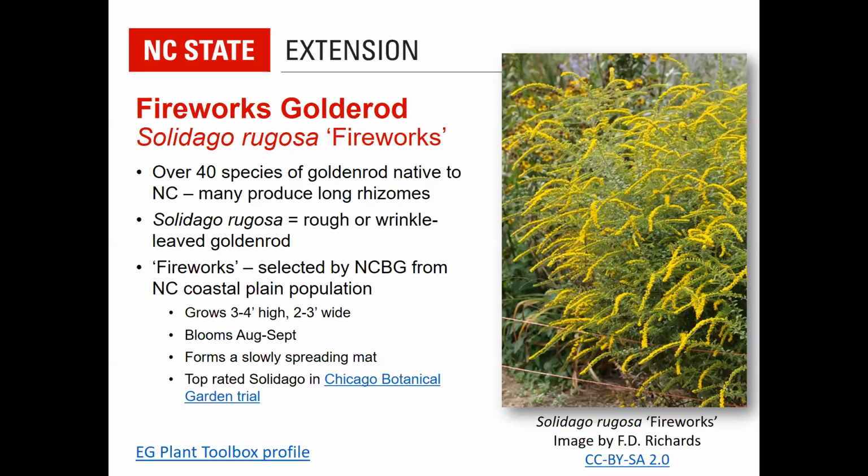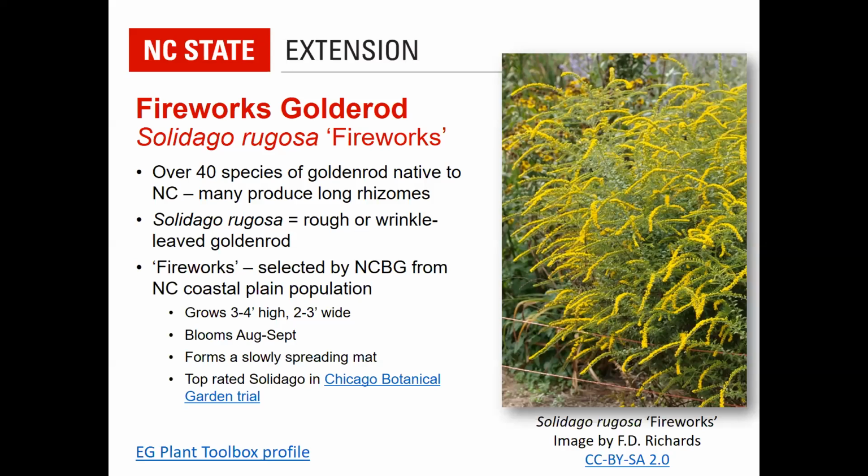Many of them produce long rhizomes, so they're fine for natural areas, or especially if you have large restoration areas, but maybe not something you want to put in your landscape, because they can quickly fill up any space where they're added. And that's where this particular variety and cultivar comes in. The Solidago rugosa is one of our native species. It's known as the rough or wrinkle-leaved goldenrod, because it does have a wrinkly leaf.